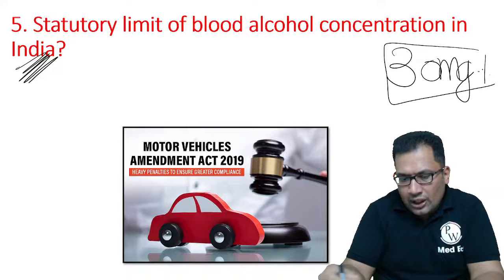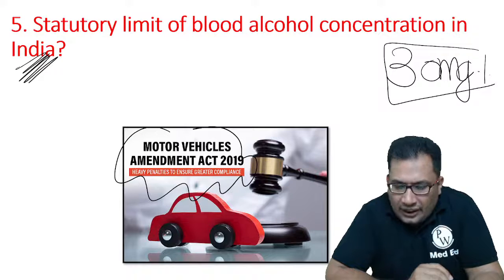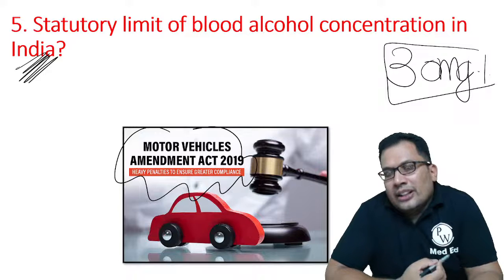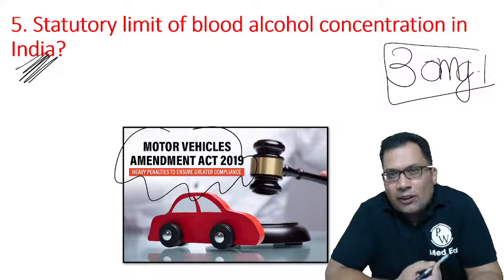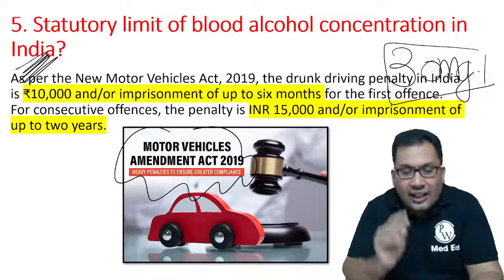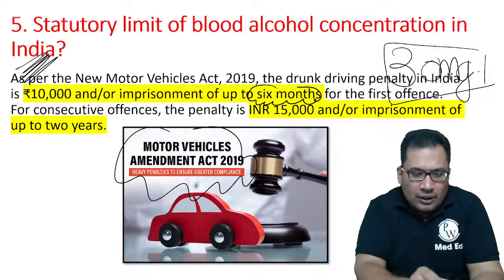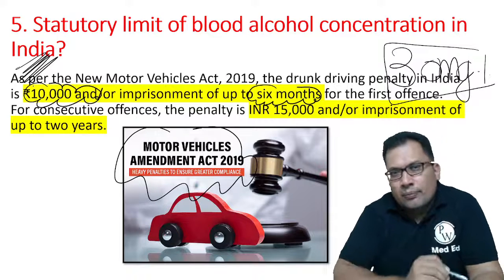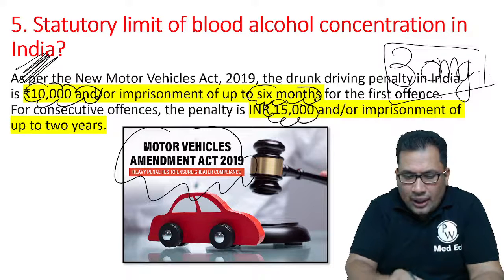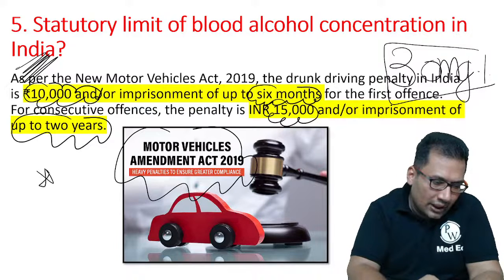According to the Motor Vehicles Amendment Act 2019, it is 30 milligram percentage. What is the punishment? It was recently amended. The punishment for the first offense of drink and drive is 6 months of imprisonment and a 10,000 rupees fine. For the second, repeat offense, 15,000 rupees and imprisonment of about 2 years. This can be asked in your exam.